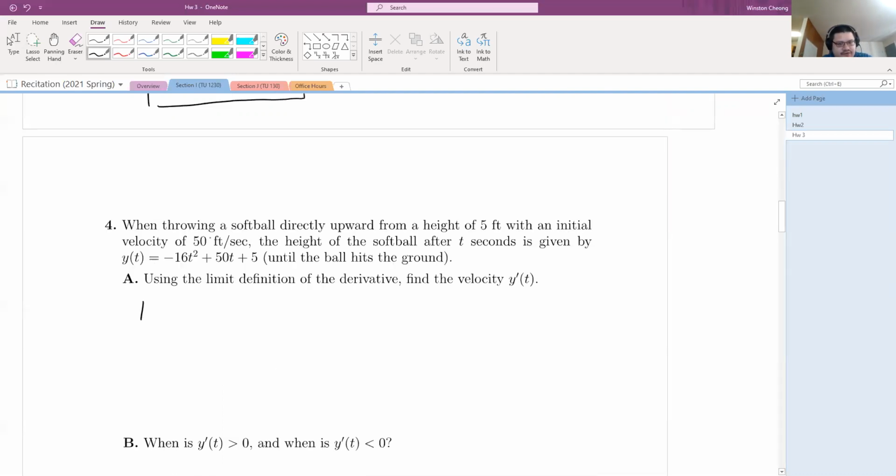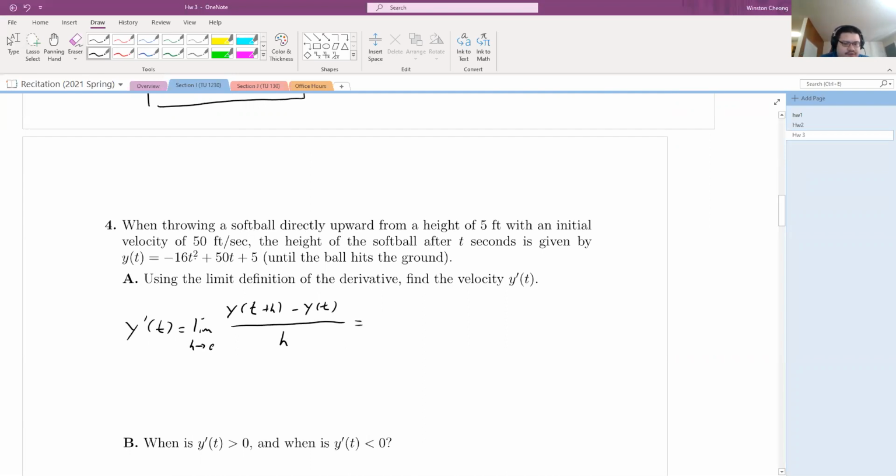So, okay, limit definition. Well, we've been using f prime, but this time, since the problem is in terms of y and y prime, I'm going to use that. Limit as h goes to 0 still. And then it's going to be y of, in this case, t plus h minus y of t all over h, right? I'm using the same variables that the problem is posed in. That hopefully isn't too tricky.